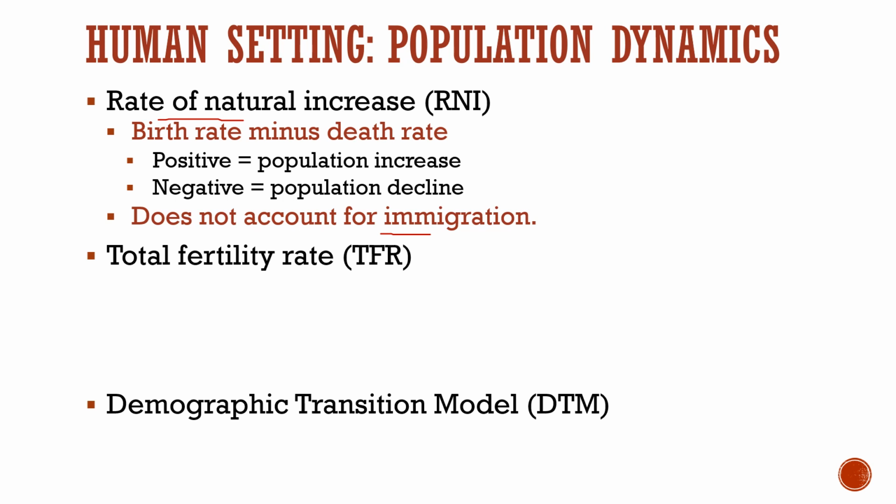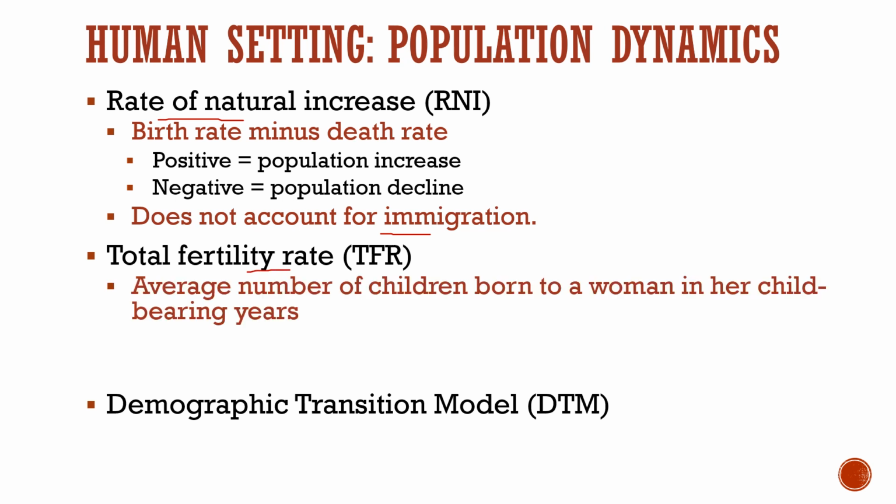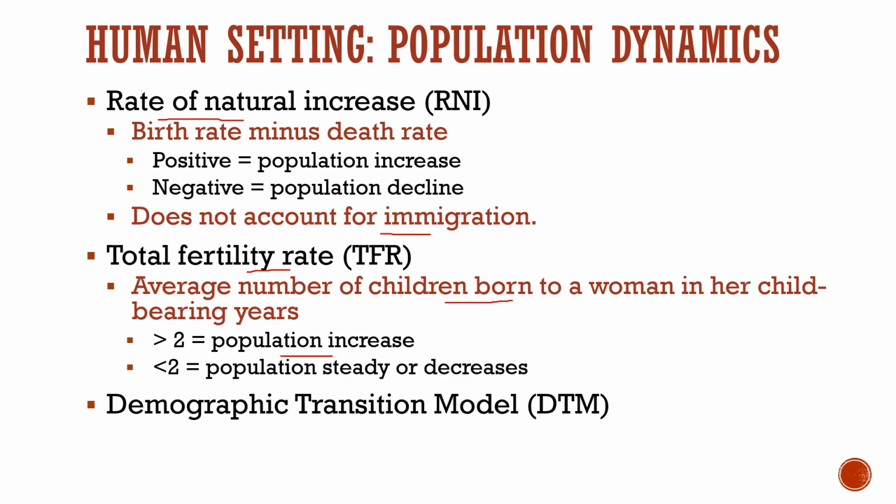Then we also look at population dynamics based on the fertility rate. This is the average number of children born to women in their childbearing age. In America, it's like 1 point something, so most families have around 2 children. That's the total fertility rate. If it's greater than 2, then the population is increasing. If it's less, then it's steady or typically declining.